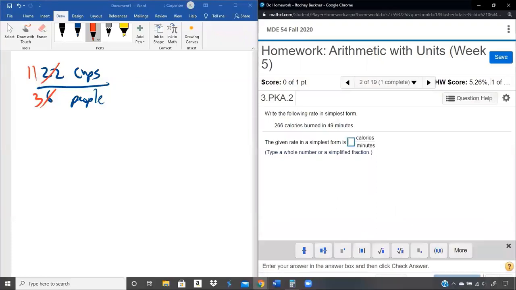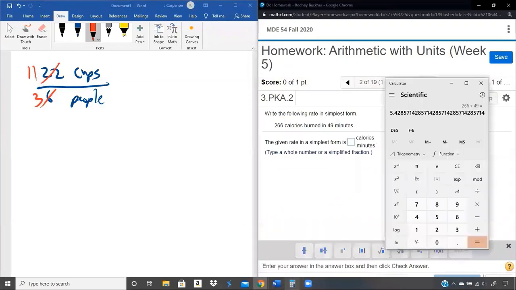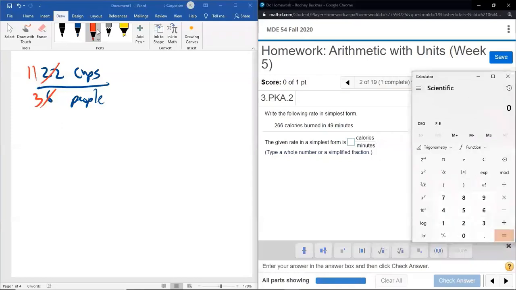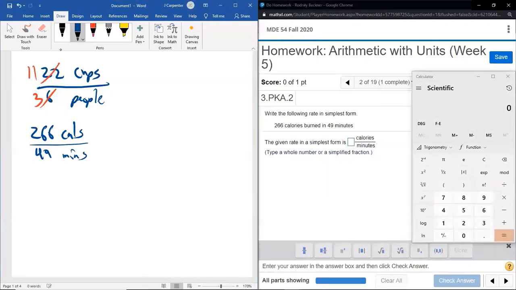They asked for it as a unit rate and rounding to a specific place, then that's what we would want. Clear, please. Thank you. So instead, this is like last time where we want to go 200. Blue, please. 266 calories divided by 49 minutes. And then just try and figure out what number goes into the top and the bottom.